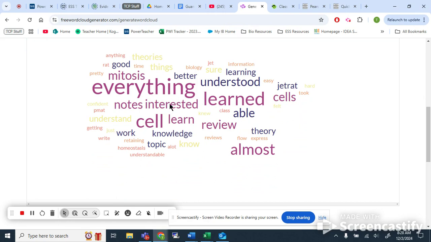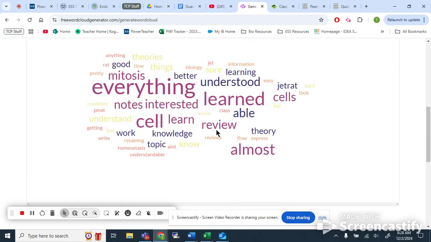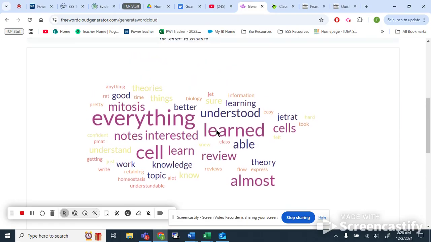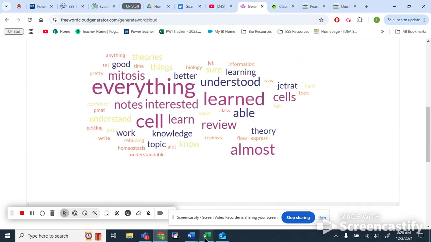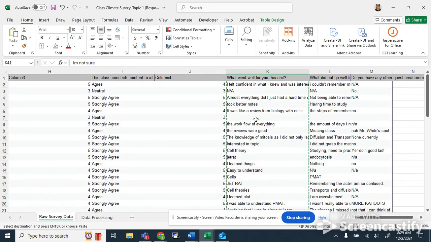The general idea here is that the bigger a word is, the more it was mentioned. So a lot of people mentioned that everything went well with this unit. Other people mentioned review, and a lot of things about cells. This is a way to break down long or short answers into something you can process. Though with that, this data is either stuff you have to just talk about in vibes or stuff that adds context.